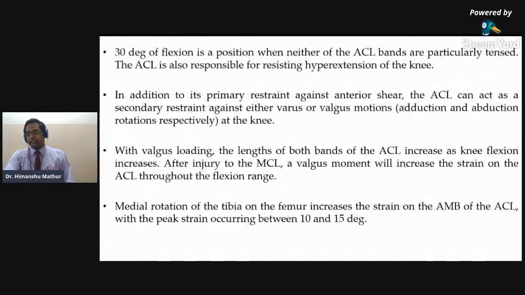So you never say that the distinguishing point between ACL and PCL is that ACL restricts extension and PCL restricts flexion. No, ACL restricts both flexion and extension. Although PCL also has these two bands, it has more of its restriction towards the posterior migration of tibia.